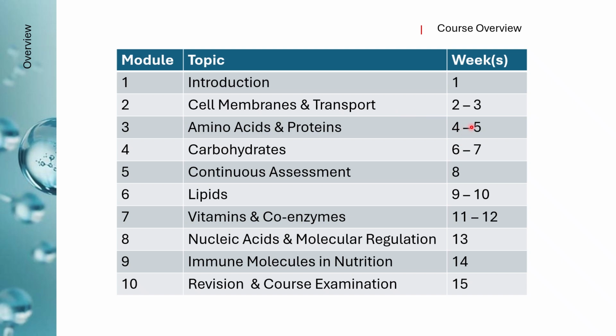Between week 4 and 5, we'll be looking at amino acids and proteins. In the 6th and 7th week, we'll be looking at carbohydrates. We'll be looking at the structure of carbohydrates, and we wouldn't be going deep into biochemistry, but we'll be looking at how the structure of these nutrients, carbohydrates and proteins, affects their functions.